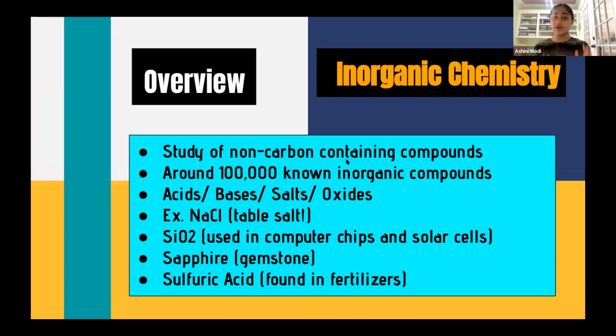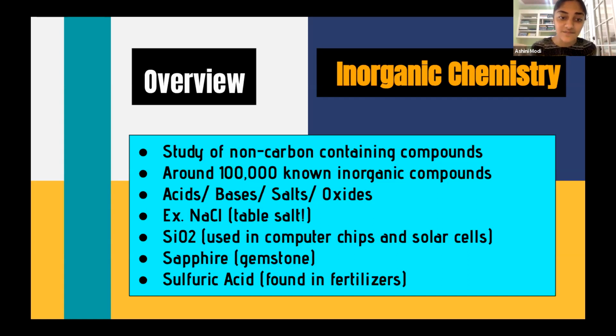So let's do a little bit of an overview. What is inorganic chemistry? Like I said earlier, it's the study of non-carbon containing compounds. There are around 100,000 known inorganic compounds. You have acids, bases, salts, and oxides, which contain oxygen. An example of an inorganic compound would be NaCl, which is actually the salt that's on the table.